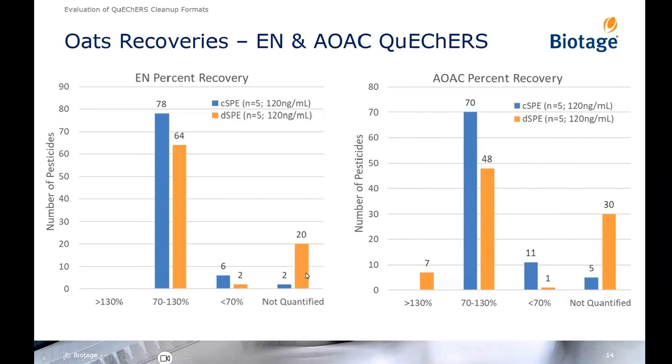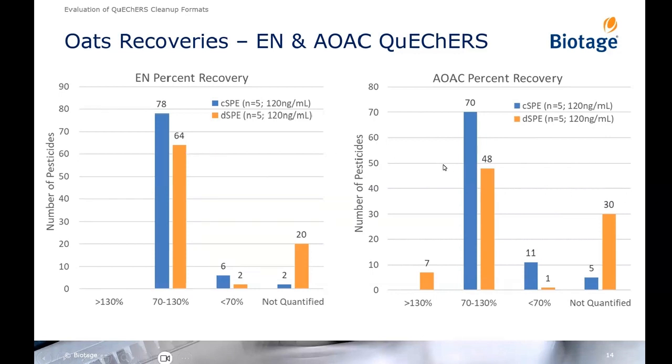And you can see for dSPE, 20 of those were not quantifiable for 5 replicate spikes, whereas for the CSPE, only 2 of the 86 pesticides. And then over here, we have the same data set, but for the AOAC protocol comparing CSPE and dSPE. And it's pretty much the same story, although it seems to be a better overall procedure, the EN procedure for oats, at least, when compared to AOAC.